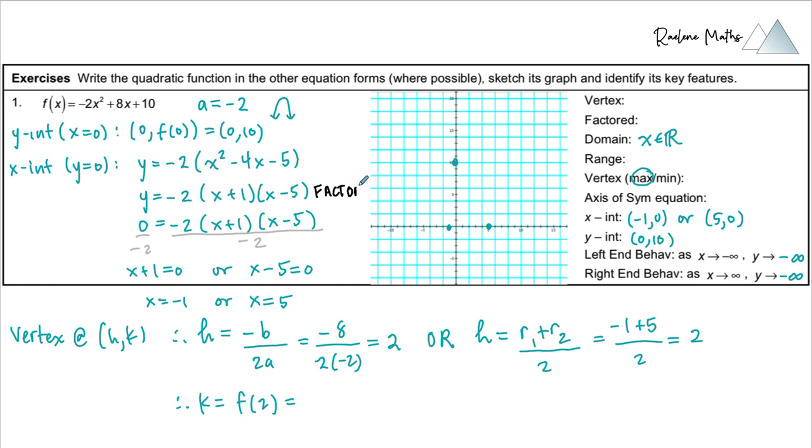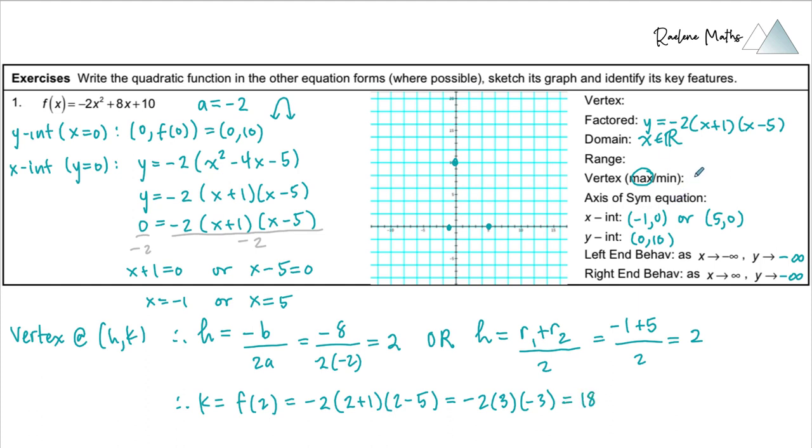Oh, and while I'm at it, rather than labeling it here and taking up some space, I can put it in its space over here. So the factored form is y equals negative 2 times x plus 1 times x minus 5. Now I personally prefer substituting into the factored form because it makes it a little bit easier to evaluate. Negative 2 times 2 plus 1 times 2 minus 5. And that's going to give us negative 2 times 3 times negative 3, which is going to be positive 2 times 9, which is positive 18.